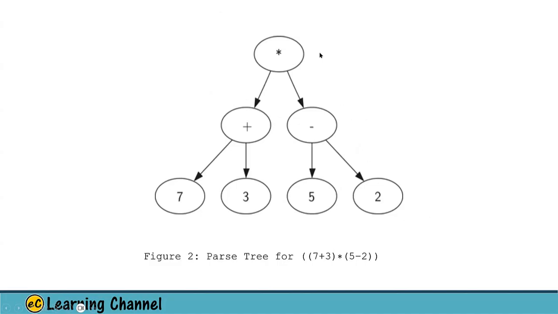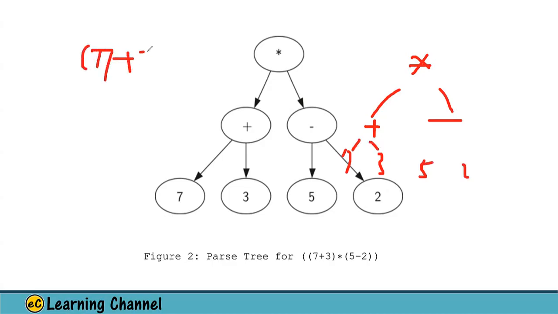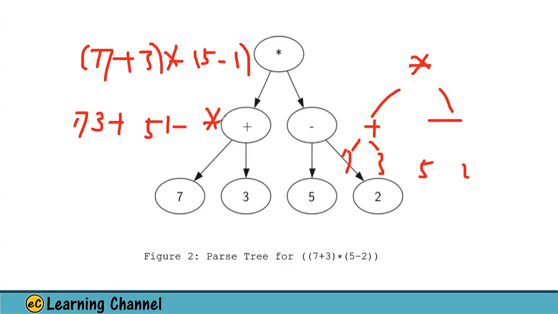So this one is a parsing tree. You have times, plus, minus, 7, 3, 5, 2. So this one apparently is 7 plus 3 times 5 minus 1. Okay. And then if you use a postfix structure, it is actually 7 3 plus 5 1 minus times. Okay.